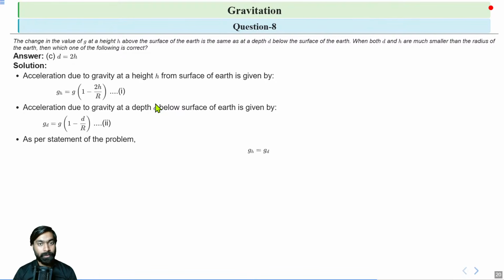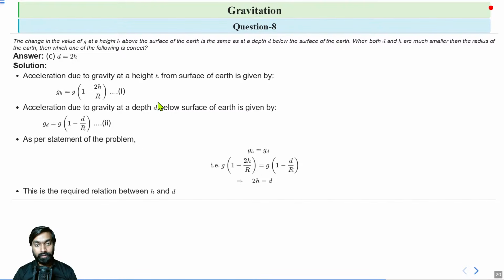So as the statement of the problem, g at a height h above the surface of the earth is same as at a depth d below the surface of the earth. So we can say gh equal to gd. So just put the value gh and gd and solve it. So g cancels out. So the remaining terms is 2h equal to d. So the correct relation is d equal to 2h. Okay, this is our correct option answer.